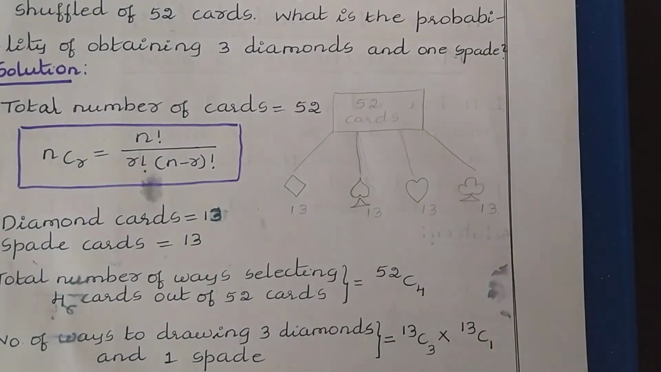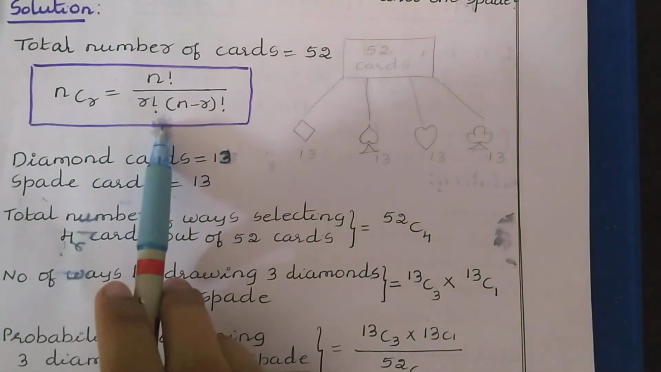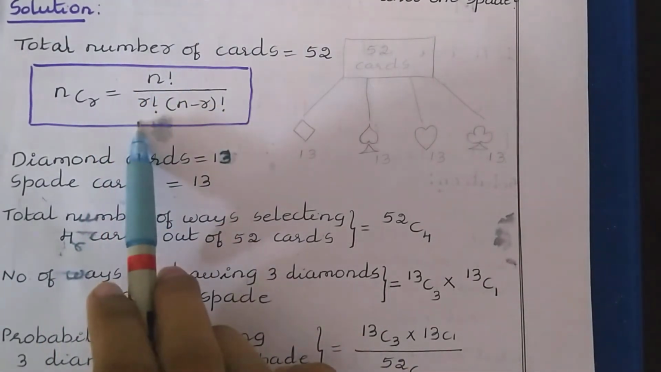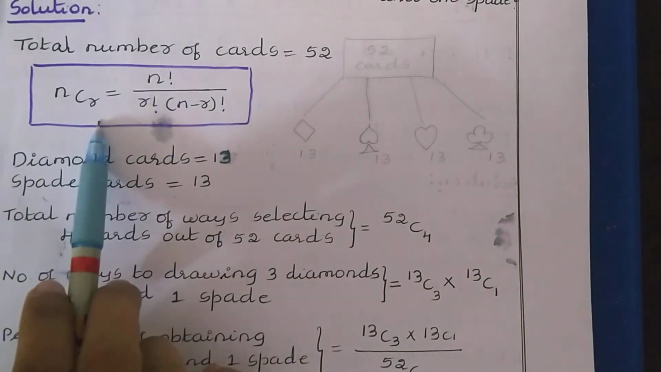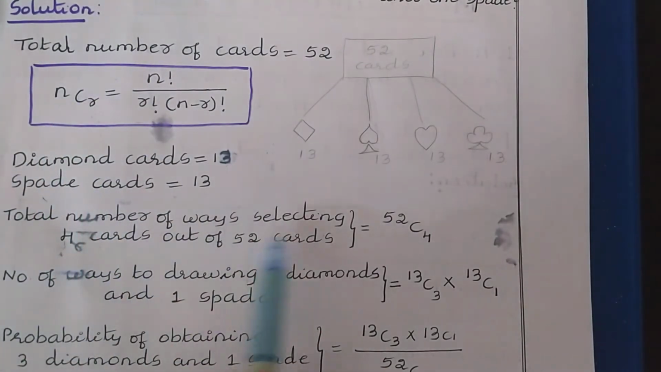Now here we have to select 4 cards out of 52 cards. That means we can write this as 52C4. Here I have applied the nCr. nCr is equal to n factorial divided by r factorial into n minus r factorial, where here we are selecting r items from n items. So here we are selecting 4 cards from 52 cards, so 52C4. Now this forms the total possible outcomes of the experiment.